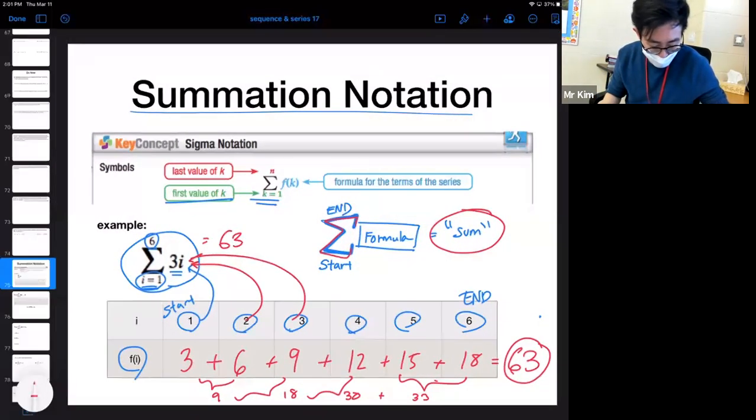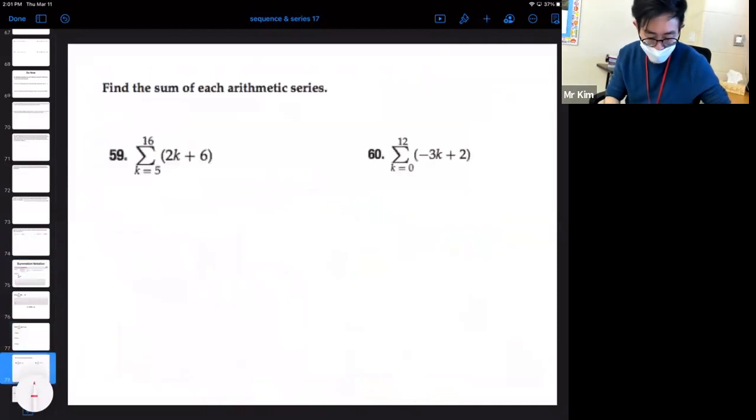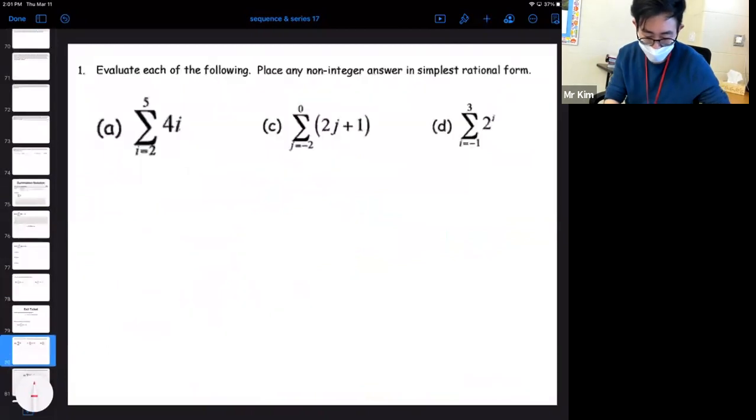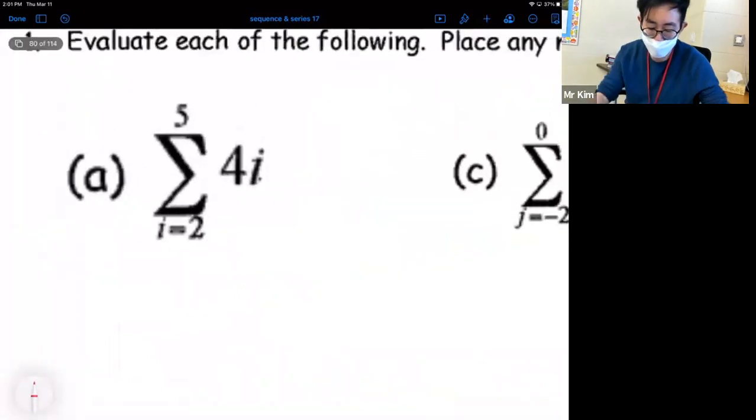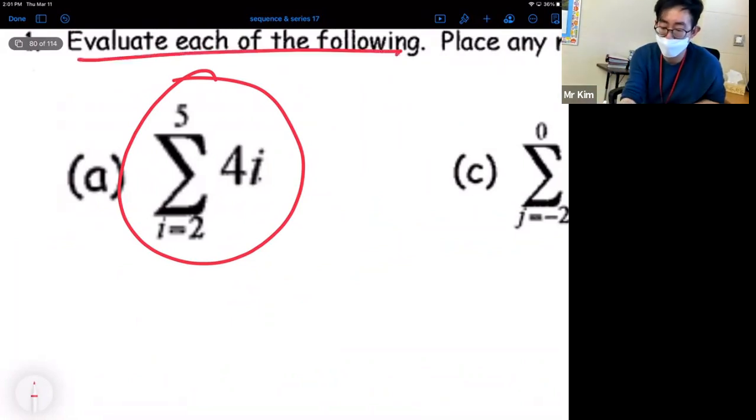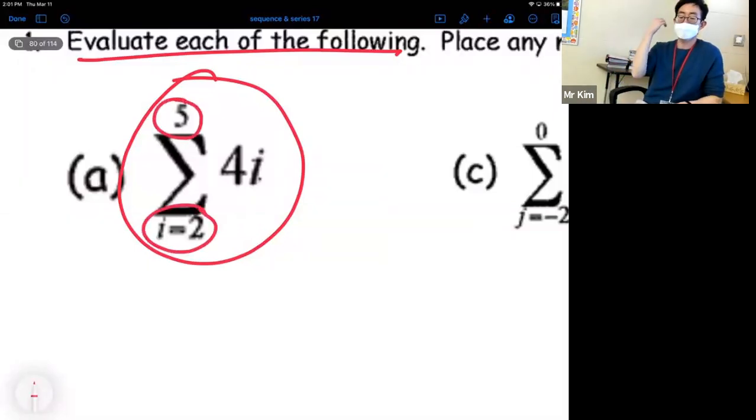Then I want to ask you guys to please try doing this question for me on your notebook. Can we draw out the table? You can. You don't necessarily have to for this one, but you're evaluating each of the following. You're doing this by hand. You're showing me all the numbers in between from start to finish. So sigma i equals 2 all the way up to 5 of 4i.